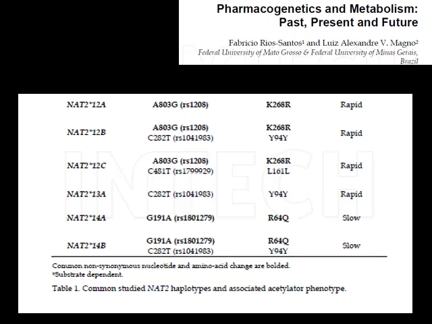Why is this number 3 times lower than that number? How many nucleotides code for an amino acid? 3. Triplet codon. So here is our A. It's changed to a G. That resulted in a single amino acid change of a lysine to an arginine.